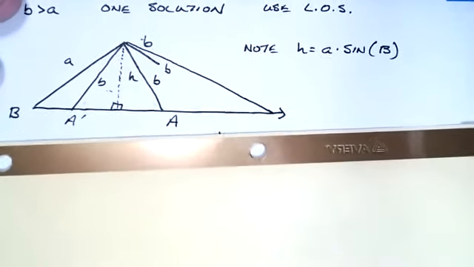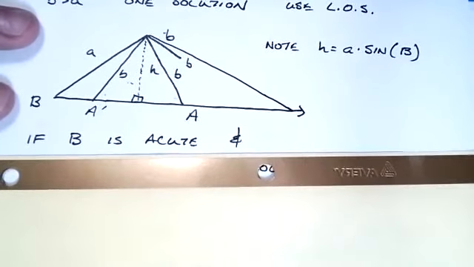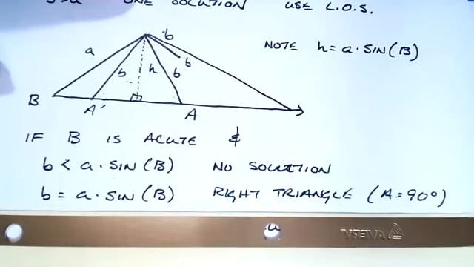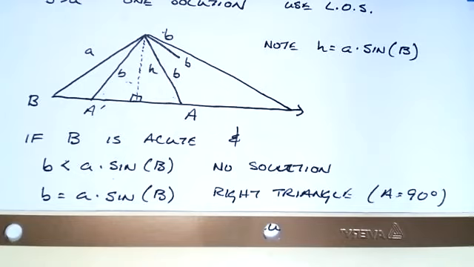So the criterion, if we break it down: if B is acute and B is less than the altitude of the proposed triangle, then there's no solution. There's no way to create a triangle. And if you didn't recognize that and you start calculating, you end up with an error. If, on the other hand, B is equal to the altitude, then this is a right triangle, and angle A is exactly 90 degrees. Like I said, that just does not happen in a measured situation. You never have a perfectly right triangle, but maybe it could happen theoretically.